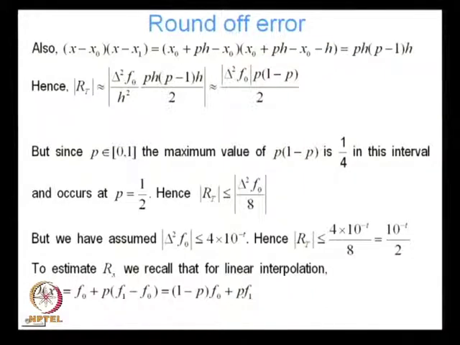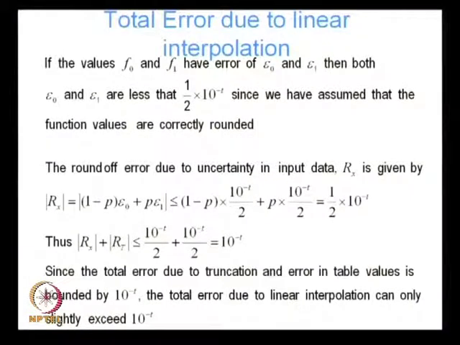Now, we know that each of these function values has been evaluated correctly up to the tth decimal place. That is what we assumed. Therefore, if the errors in these function values are denoted as epsilon 0 and epsilon 1, then both epsilon 0 and epsilon 1 must be less than half into 10 to the power minus t, because the values have been rounded off after the tth decimal place.